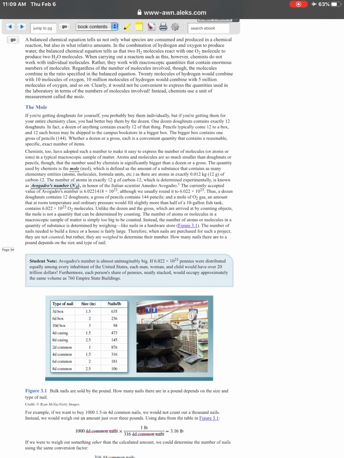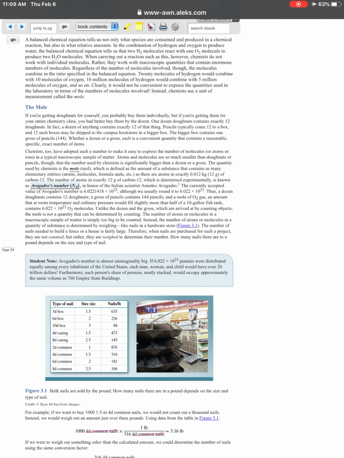But what happens if it gets larger? What if you have 144 of something? That's a pretty large number. And so we might have a gross, G-R-O-S-S, which is 144. So bigger numbers also have names, but we lost a lot of that terminology in modern society. We don't use it very often, but dozen is still used. So by analogy, the mole is essentially serving the same purpose.